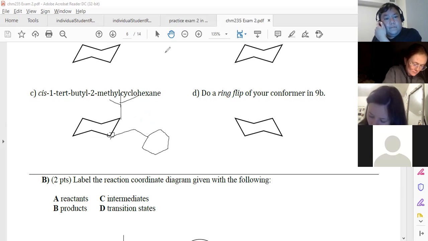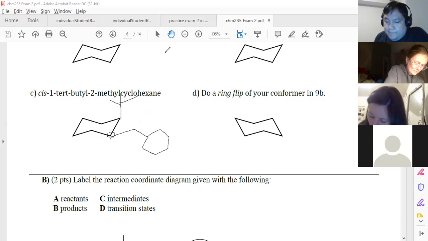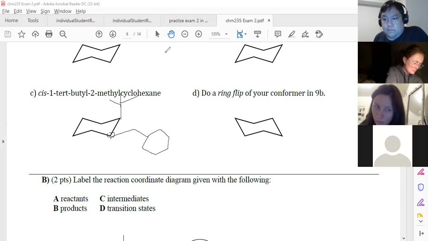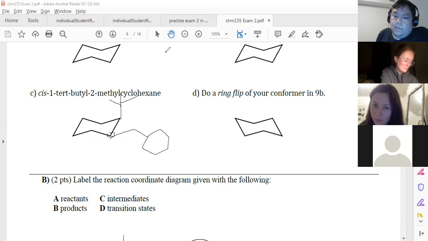There you go. Are they cis? Yes. Are they both pointing up or both pointing down? Both pointing up. Okay. Are they on carbons next to each other? 1,2. Yeah. Okay. Is the methyl cyclohexane in the equatorial position? Yes. Okay. Then is this drawn correctly? Yeah. Okay. So now it wants us to do a ring flip.